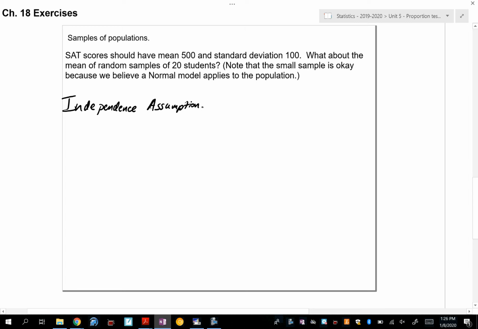The independence assumption. Who wants to give it a try in context, the statement that you would write about this problem for assuming independence? Yes, let's go for it. Leslie: One student's score will not affect another student's score. Perfect. I'm going to write that. You okay if I copy it word for word? Sure. One student's score does not affect another student's score.